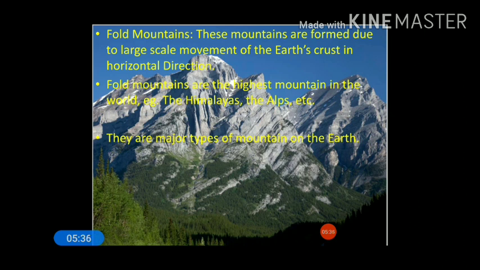There are some more mountains which attain a height of above, say, 5,000 meters above sea level. Some examples are the Cordilleras in North America and the Andes in South America, which are also examples of young fold mountains. These are generally the major types of mountains on the surface of the earth.